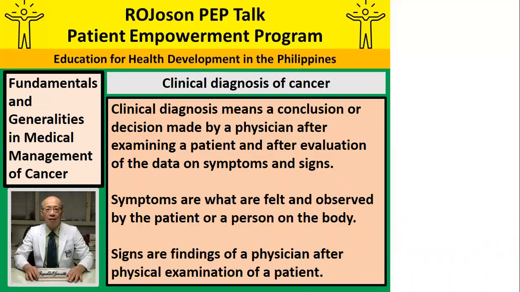Clinical diagnosis means a conclusion or decision made by a physician after examining a patient and after evaluation of the data on symptoms and signs. Symptoms are what are felt and observed by the patient or a person on the body, and signs are the findings of a physician after physical examination of a patient.